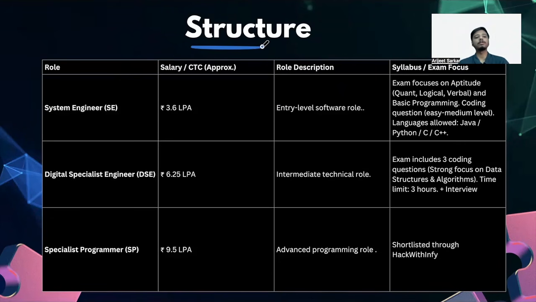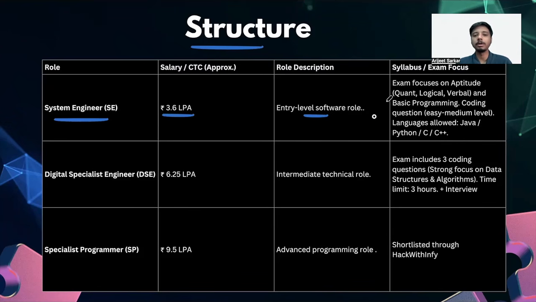So let's get started with the structure. At first we have the system engineer role. This is a mass hiring role, so the number of seats here is very high, right? And the salary for this role is 3.6 lakhs per annum, and it's an entry level role, right? We are aware of this for system engineer.